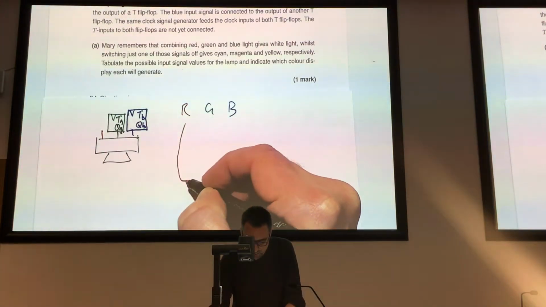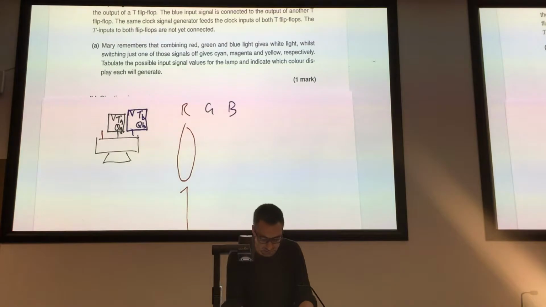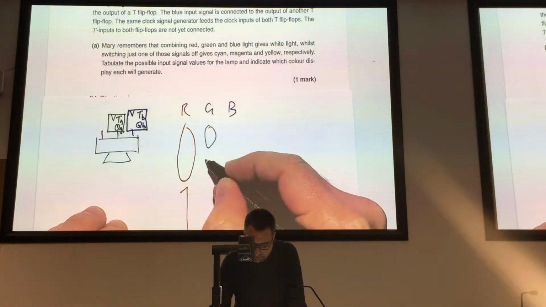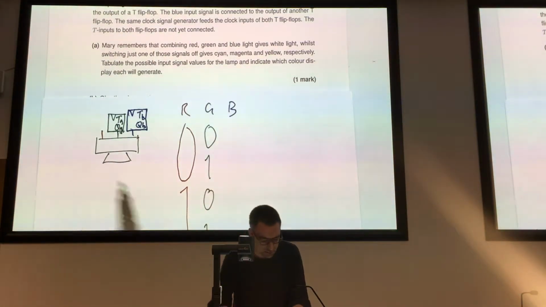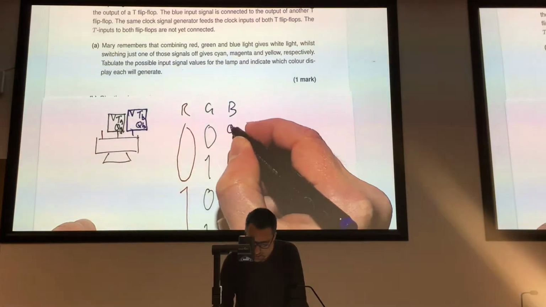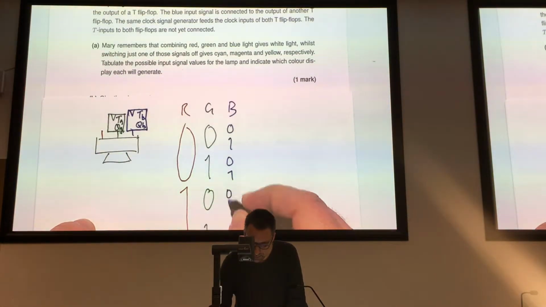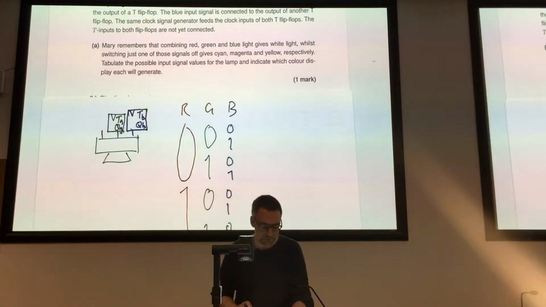So we'll have 0 and 1, 0, 1, 0, 1, 0, 1, 0, 1, 0, 1. Okay.